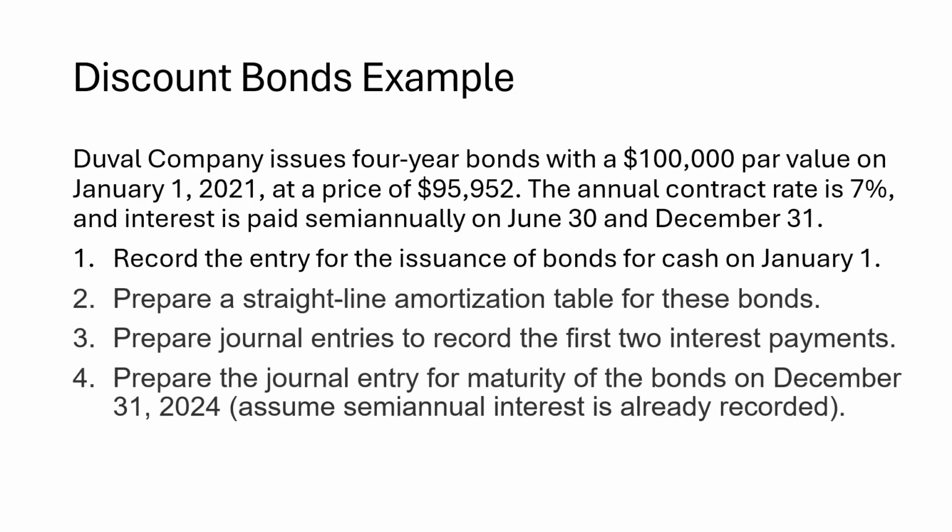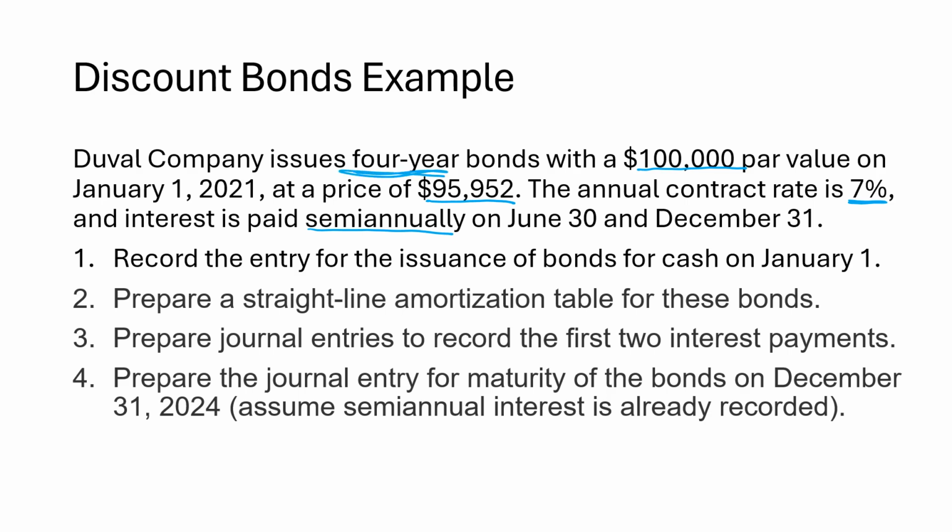So now we'll do an example. Duval Company issues 4-year bonds with a $100,000 par value on January 1st, 2021 at a price of $95,952. What that tells you already is that they were sold at a discount, because if the face value is $100,000 and they were sold for less than that, that means that they were sold at a discount. The annual contract rate is 7%, and interest is paid semi-annually on June 30th and December 31st. And these are 4-year bonds.